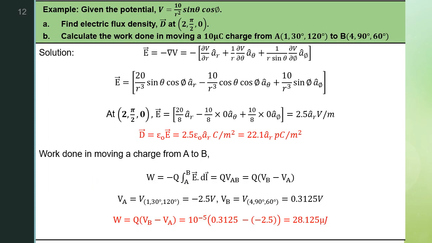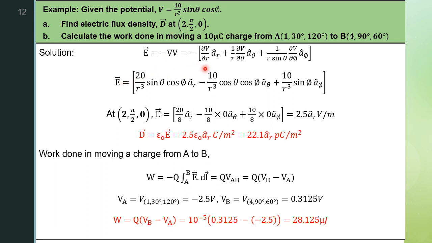Now we will see a small example in finding the work done in terms of potential. Here we are given the potential, which is 10 by r square sine theta cos phi. In the first part, we are asked to find the electric flux density at a particular point. This has r, theta and phi, so it is already in the spherical coordinate system. To find D, we require the electric field intensity. So E is equal to minus del V. We take the expression for gradient in the spherical coordinate system and substitute the value of potential into this equation.